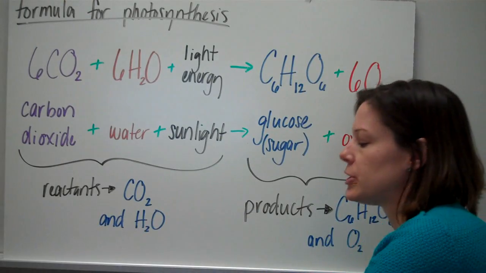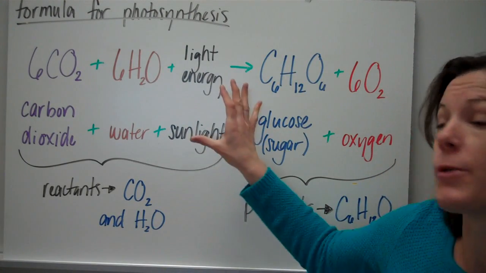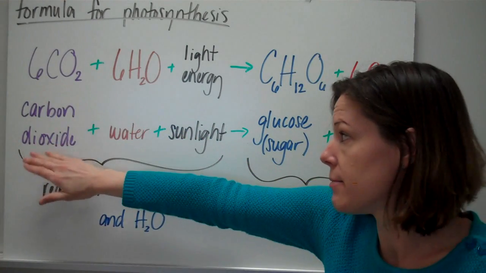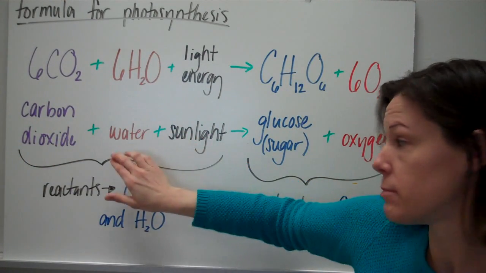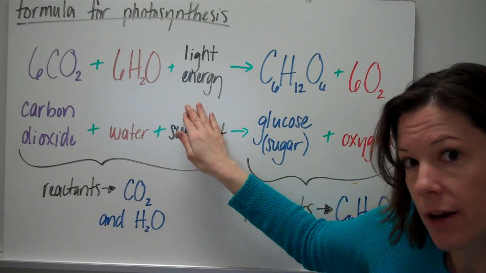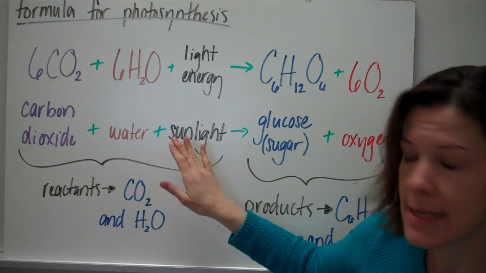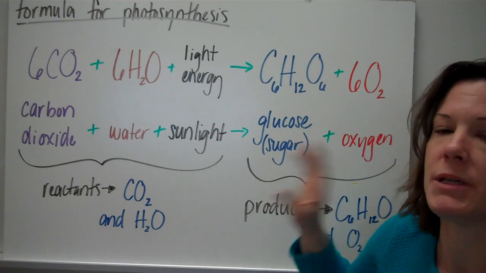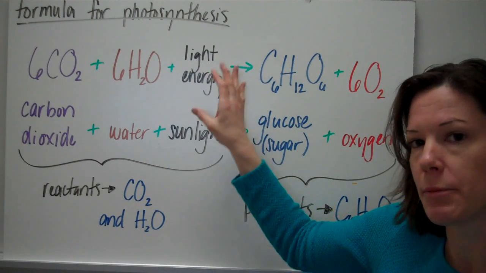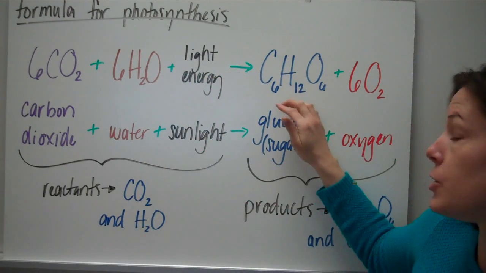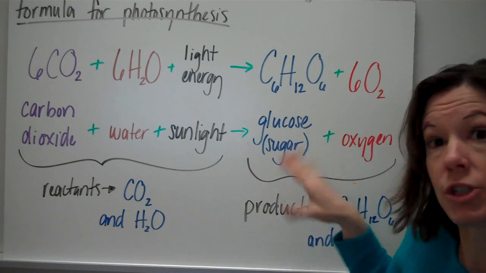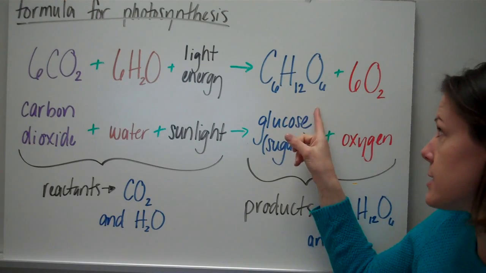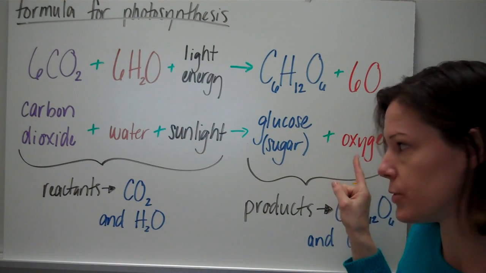So the chemical equation, or chemical formula, for photosynthesis looks like this. You start out with 6 carbon dioxide molecules and 6 water molecules in the presence of light energy, usually sunlight, but it doesn't have to be. And those are converted. Remember, the arrow in a chemical equation means that the chemical reaction is actually taking place. Those are converted into glucose, which is the sugar that we were talking about. That's C6H12O6, and 6 oxygen molecules.